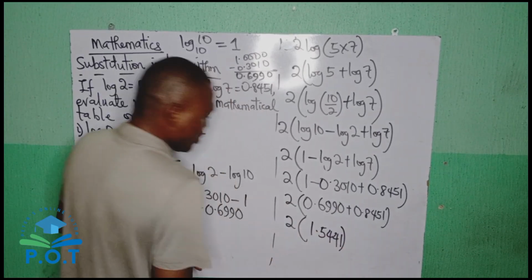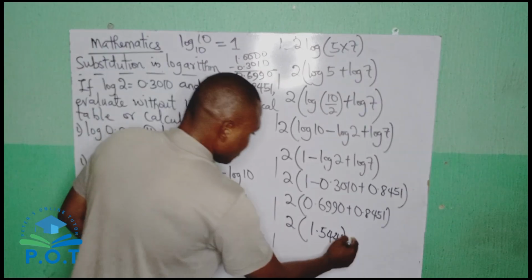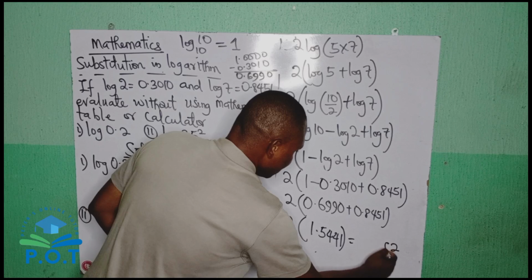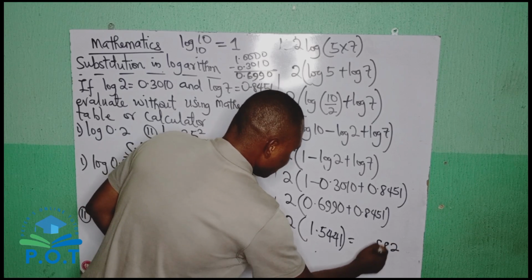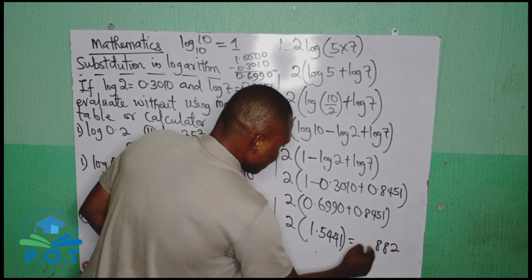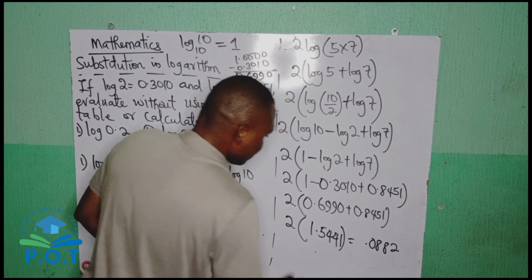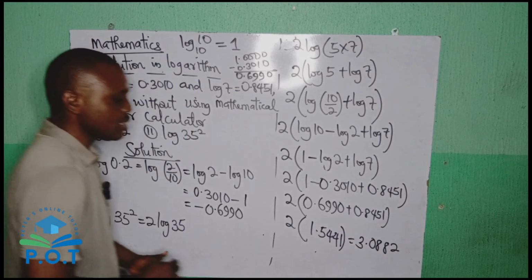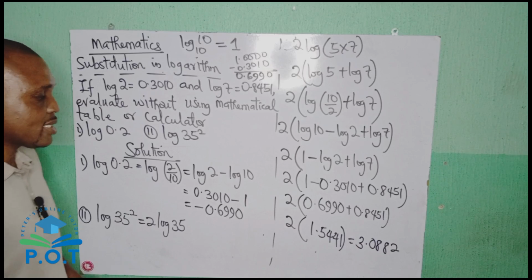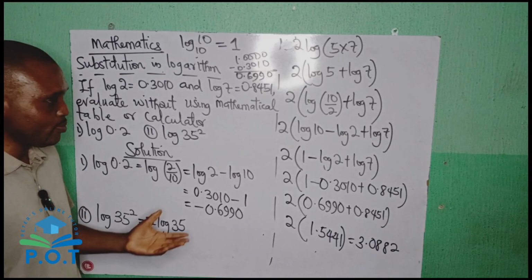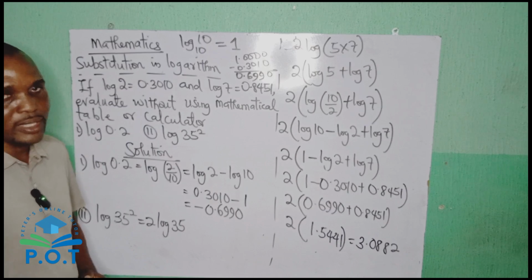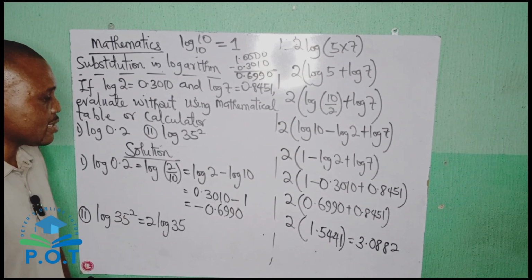Okay. Now let us multiply. 2 times this will give us 2 times 1 is 2, 2 times 4 is 8, 2 times 4 is 8, 2 times 5 is 10, write down 0, carry 1. 2 times 1 is 2 plus 1, 3. So 3.0882. Okay, so you can see that is a step that you have to take, so that you can arrive at the right one.